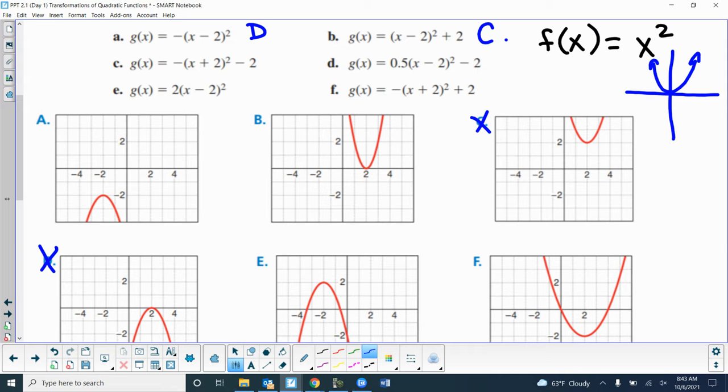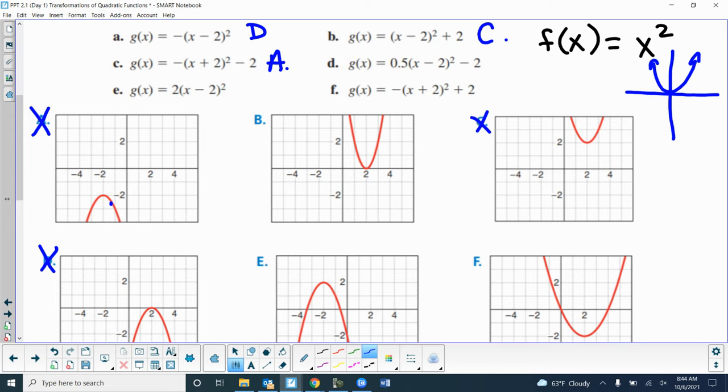Here we got that negative out front again, so what's happening? So reflecting it, right? Flipping it. So it's either A or E. Now we got a plus 2, so which way is it moving? Inside, it's going left 2, and then the minus 2 makes it go down 2. So this one's flipped in A, left 2 and down 2, right? So C's function matches A's graph.